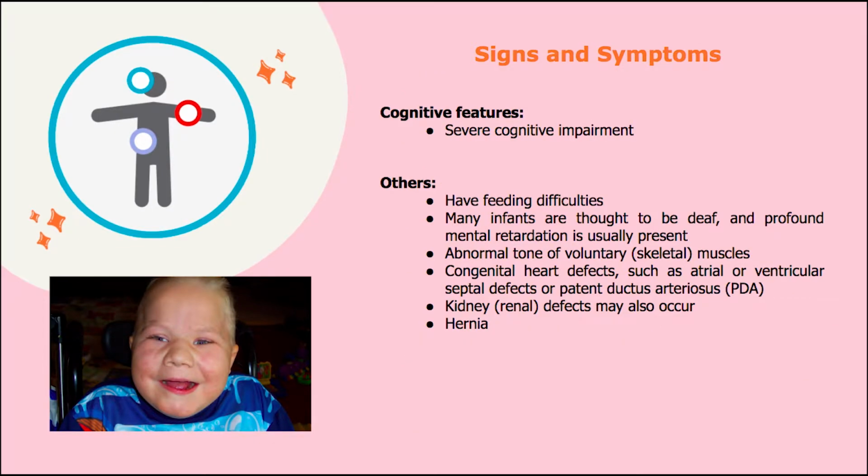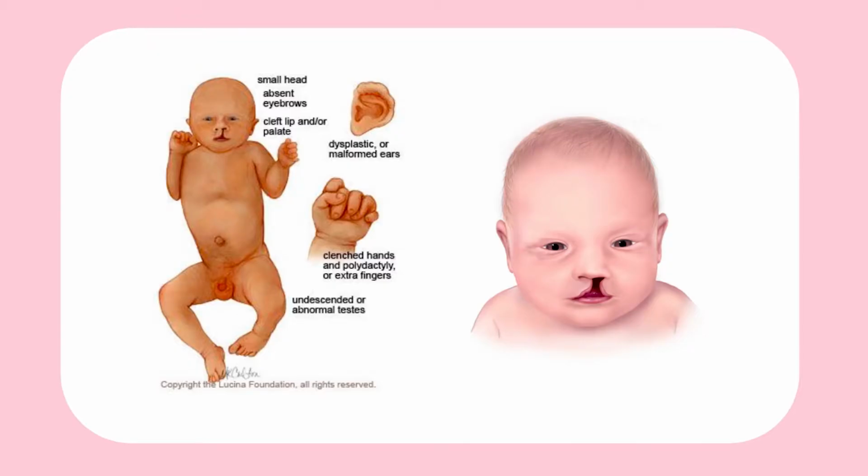For the cognitive features, we have severe cognitive impairment, while other signs and symptoms observed include feeding difficulties. Many infants are thought to be deaf, and profound mental retardation is usually present. Abnormal tone of voluntary skeletal muscles and congenital heart defects such as atrial or ventricular septal defects or patent ductus arteriosus. We also have kidney or renal defects and an hernia. The picture shows an example of an infant who has trisomy 13.